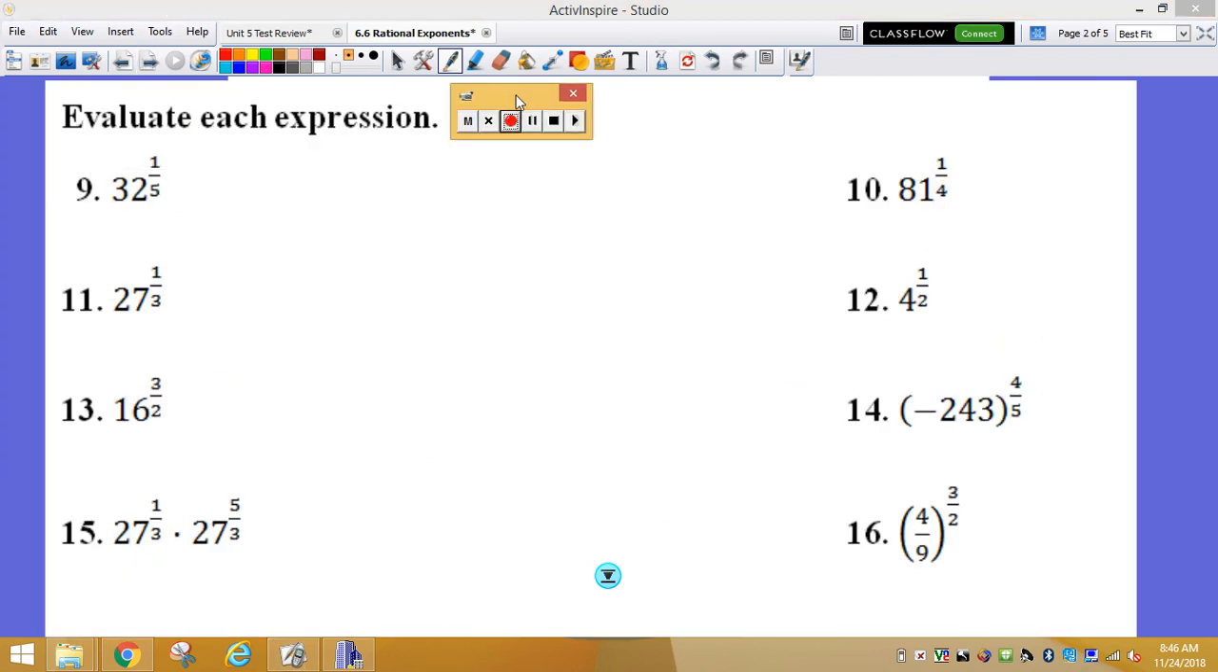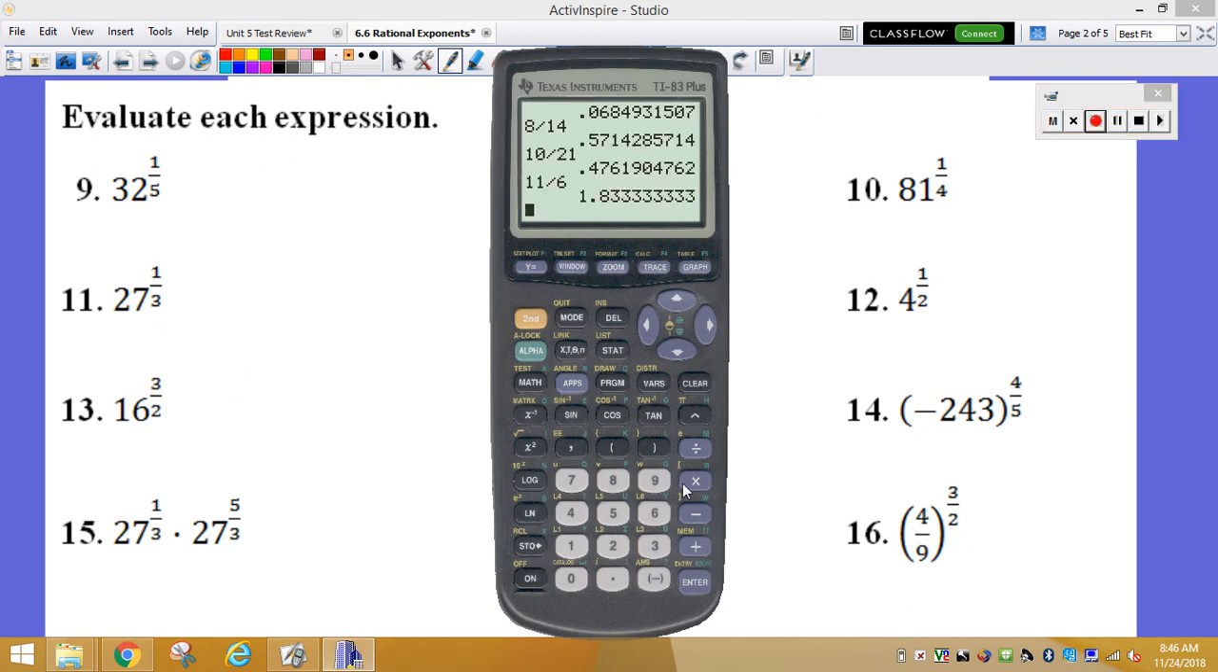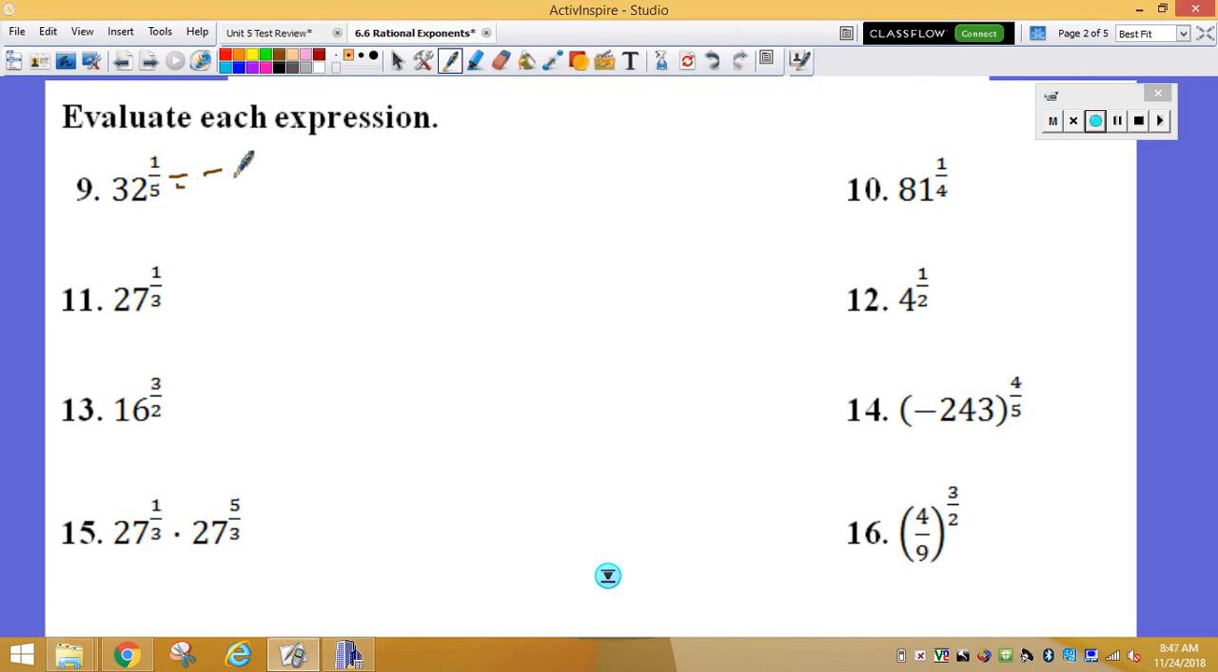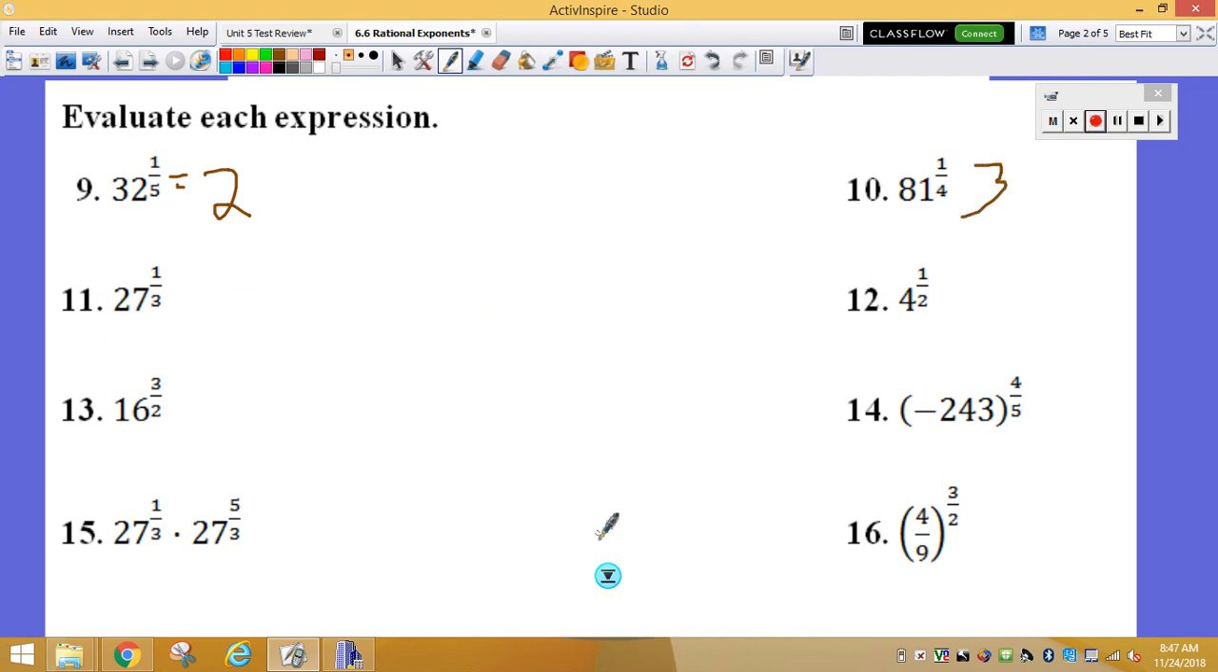Okay, evaluate each expression. These are easy. We're just going to use our calculator. So let me show you how to type some of these in. So this is going to be 32 raised to the, I like to put all my fractions in parentheses, so raised to the 1 divided by 5. So this answer is 2. Let's do number 10, 81 raised to the 1/4. 1 divided by 4, so this answer is 3. I think you got these.